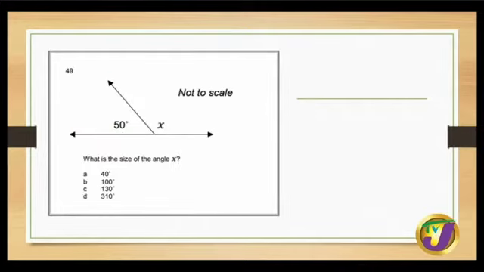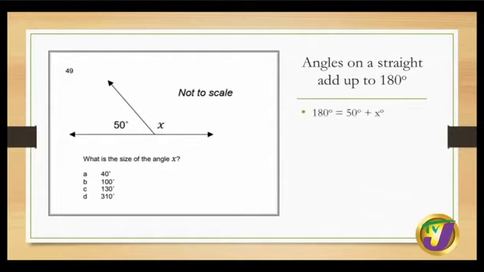Let us look at this question. What is the size of the angle X? Now let's look at the diagram here. What do you know about this diagram? Excellent. Angles on a straight. So angles on a straight add up to 180 degrees. Now, since we know that, we can use that information to solve for angle X. Because 180 degrees will equal 50 degrees plus angle X.